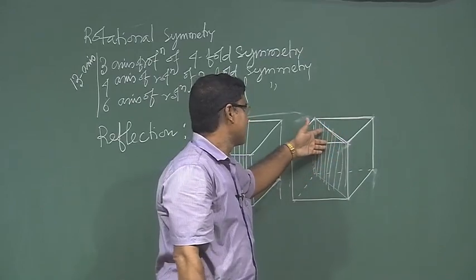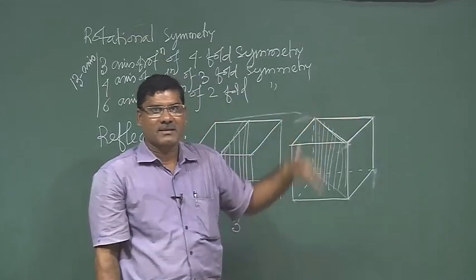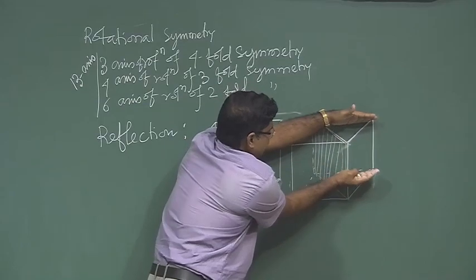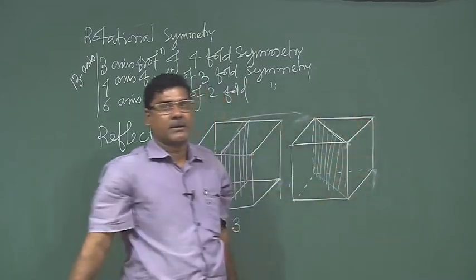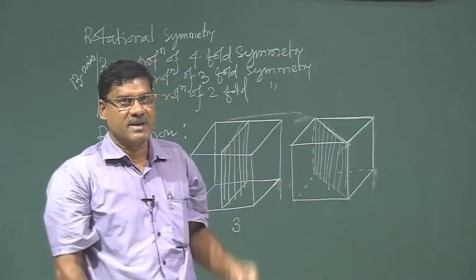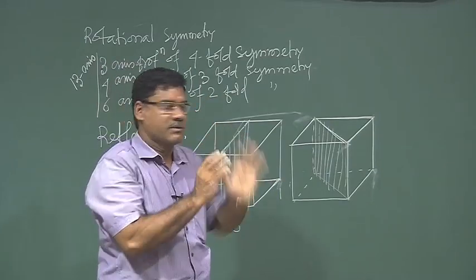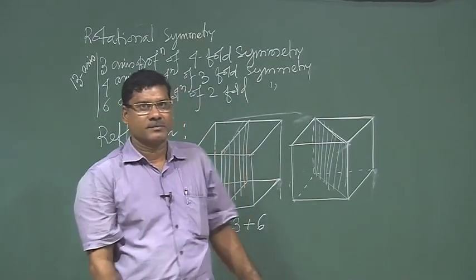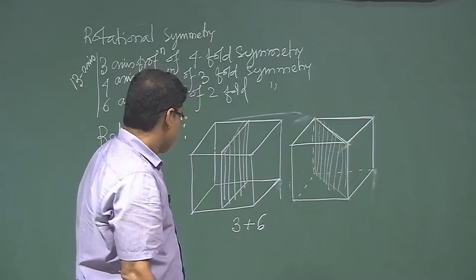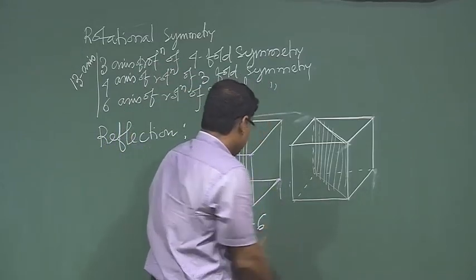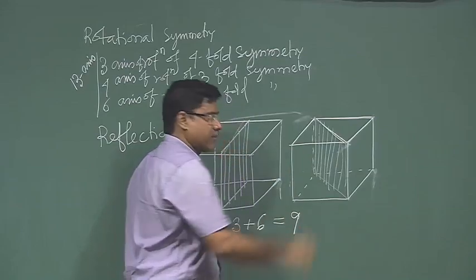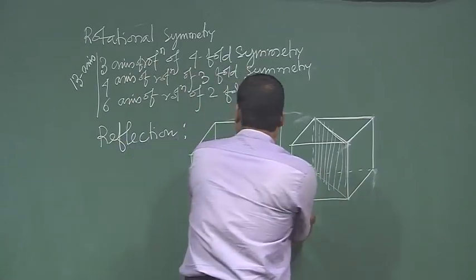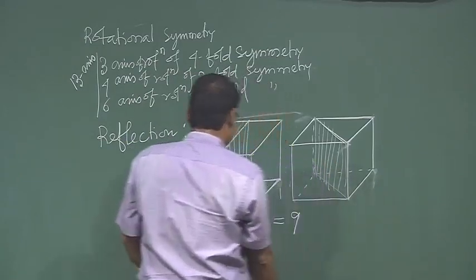And I told you that this type of plane, from each set of opposite faces, you can get 2. So, this is one and another is these 2. So, you will get 6 such symmetry planes. In total you will get 9 reflection symmetry planes in a cube crystal.